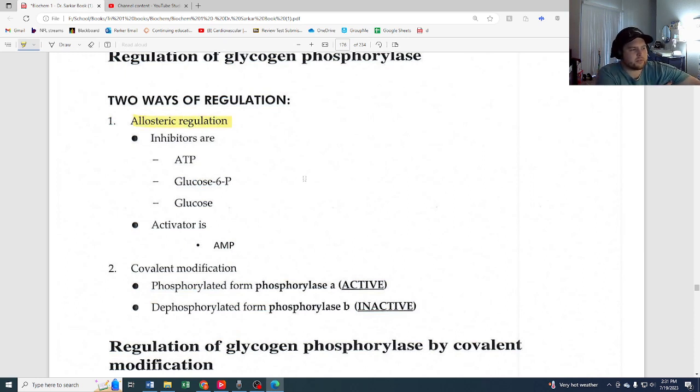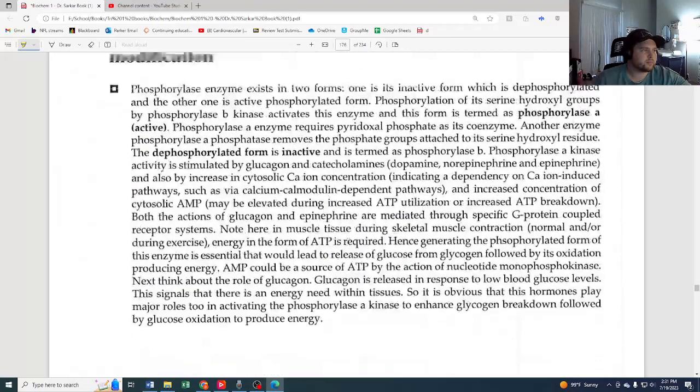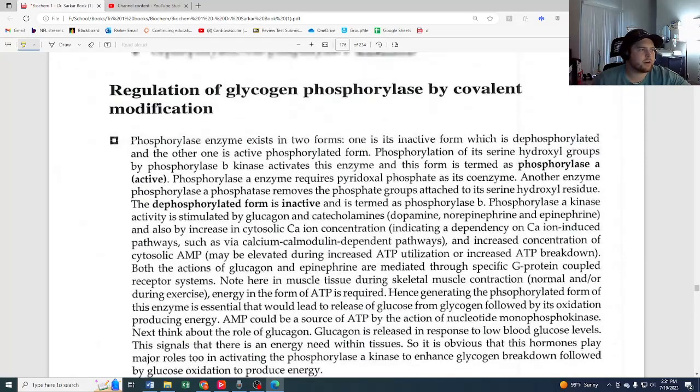Now, covalent modification: the phosphorylated form, phosphorylase A, is active, and the dephosphorylated form, phosphorylase B, is inactive. So you can literally have phosphorylation or dephosphorylation, most likely by a kinase enzyme of some sort, which is going to activate or deactivate our phosphorylase enzyme. And here's a whole paragraph all about that.